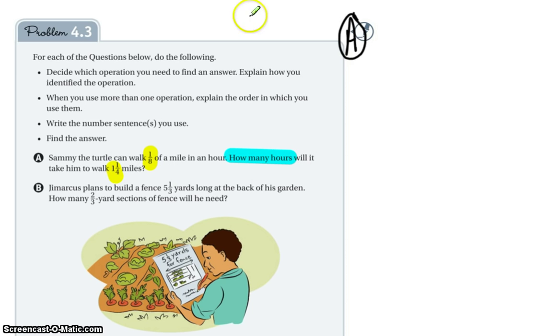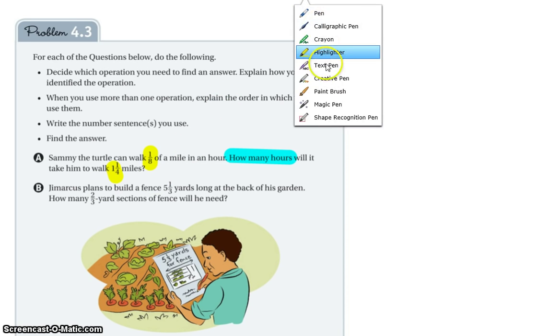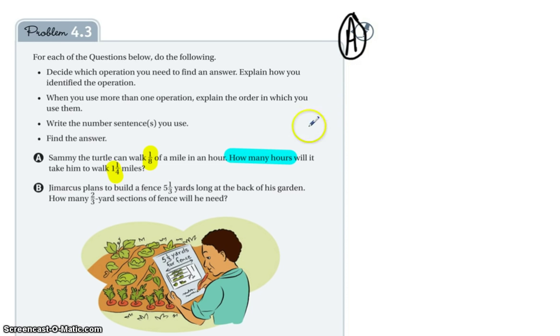Okay, so if he can walk 1/8 in 1 hour, then in 2 hours he should be able to walk 2/8. And in 3 hours it will be 3/8. In 4 hours it will be 4/8, and so on and so forth until he hits 1 1/4. Well, instead of making a chart like that, my problem indicates that I should be figuring out how many eighths there are in 1 1/4. Because it says in an hour, that's like a unit rate. So this is in 1 hour, and we want to figure out how many hours it's going to take to go here. So that's kind of like how many eighths are there in 1 1/4.